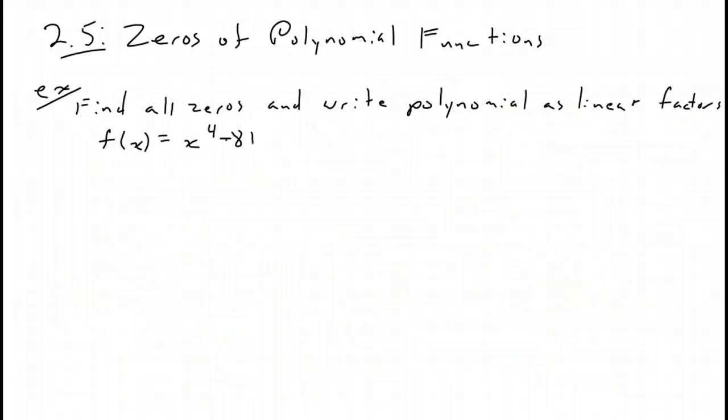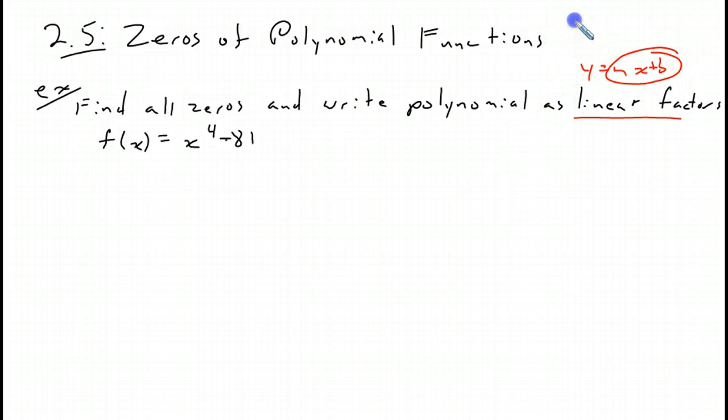Last example that I'm going to look at today. We have: find all the zeros of this polynomial and write it as linear factors. Don't forget linear factors just means lines. So like this is y equals mx plus b. This is a linear factor. So all we're trying to get is x by itself plus or minus some number. We don't really know what it is, but just as long as the x is to the first power, that's all we really care about.